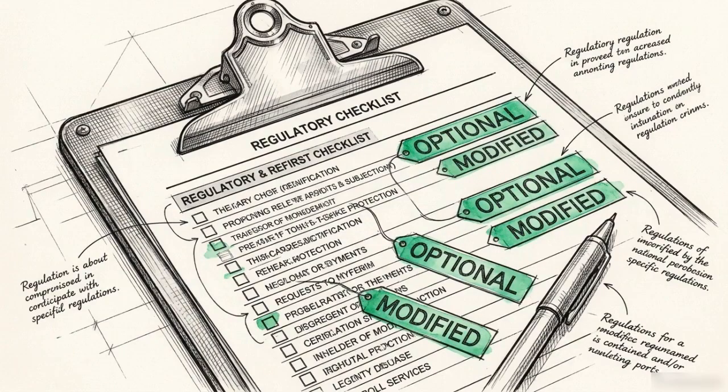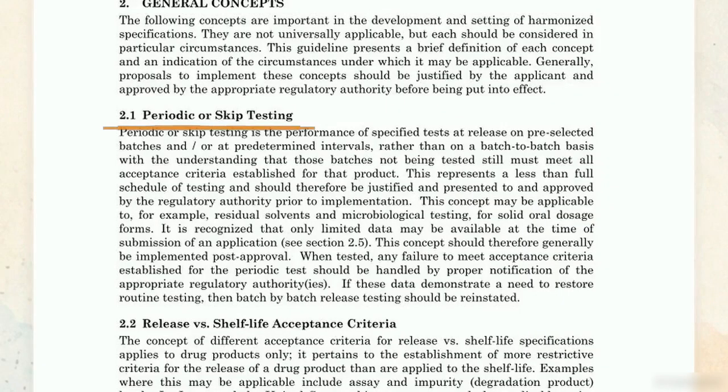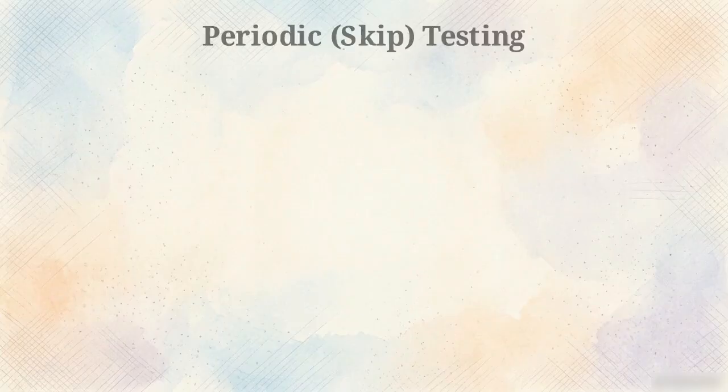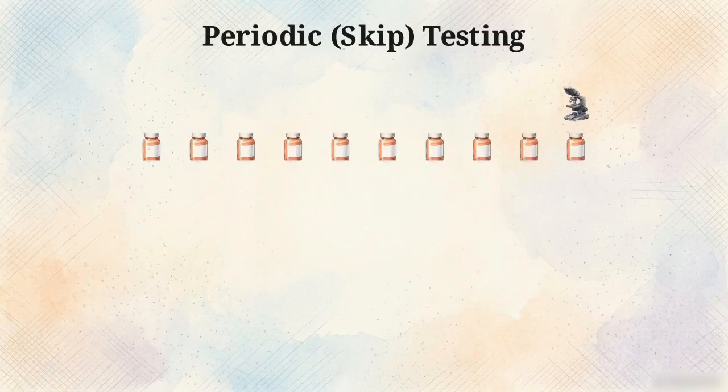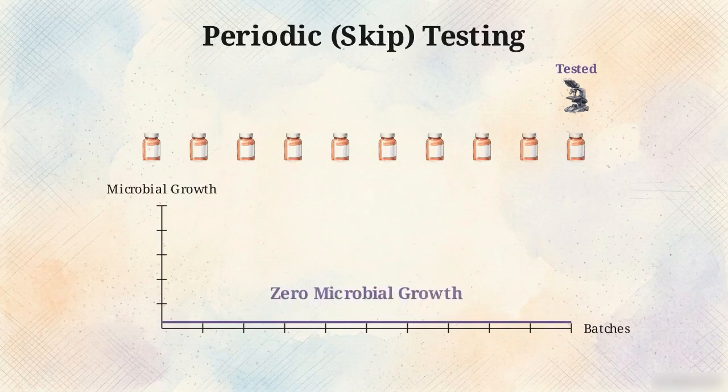Specifications also provide flexible frameworks that allow manufacturers to reduce their testing burden, provided they have the empirical development data to justify it. We see this heavily in microbial limits and assay acceptance criteria. This introduces the concept of periodic or skip testing. For attributes like microbial limits in solid oral dosage forms, manufacturers can perform specified tests at predetermined intervals rather than on a batch-by-batch basis. To implement skip testing, the manufacturer must provide robust historical development data proving the product formulation simply does not support microbial viability or growth.